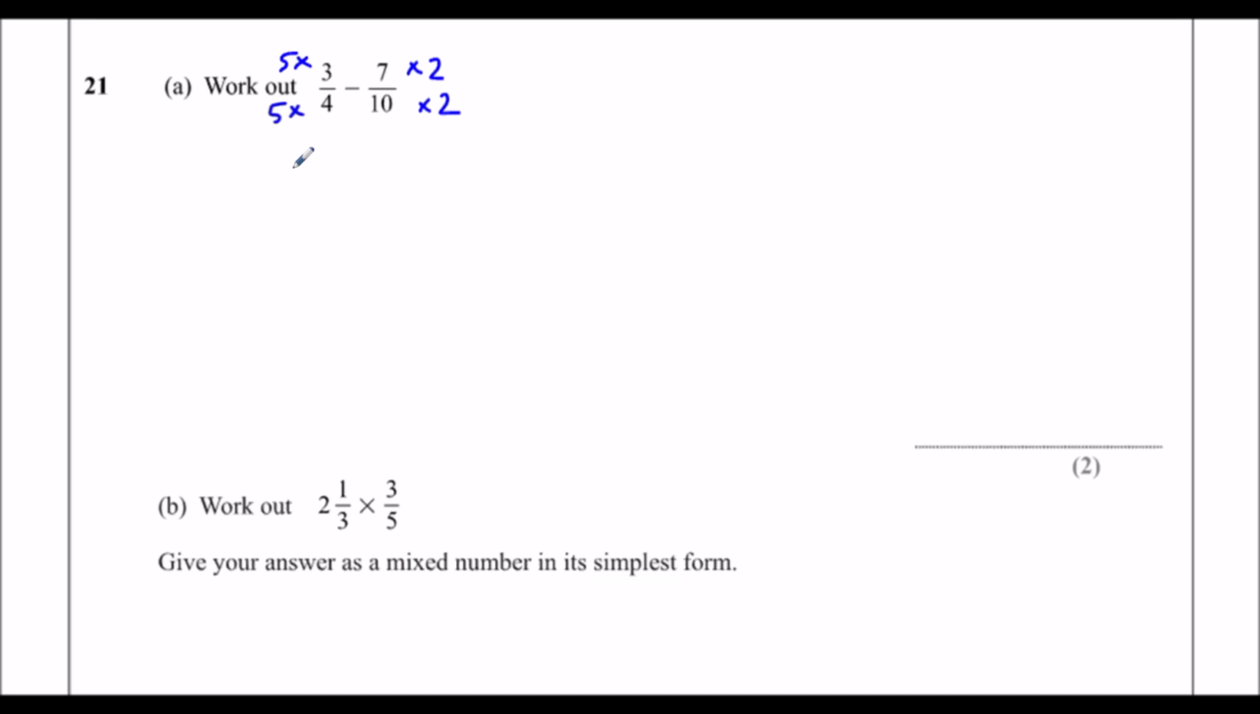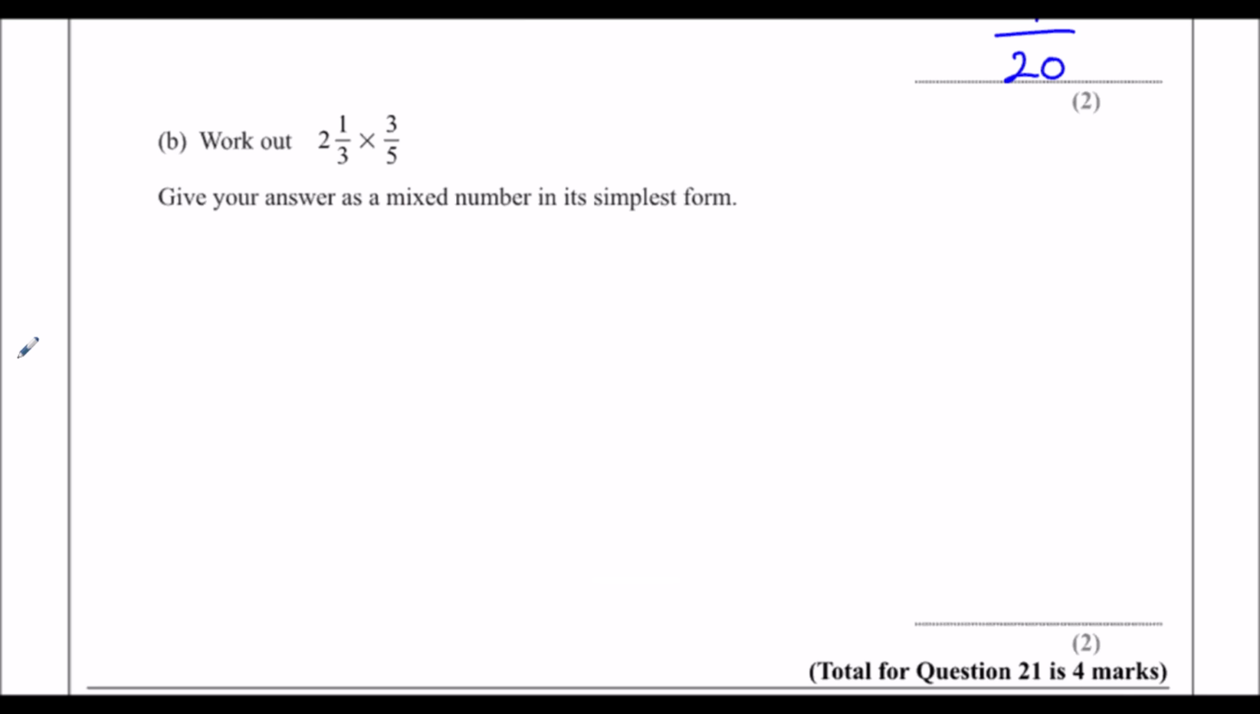So 5 3s are 15, 5 4s are 20. So we're saying 3/4 is the same as 15/20, and 7 times 2 is 14, 10 times 2 is 20. So 7/10, that's the same as 14/20. Now we can take them away. We've got 15 of something, take away 14 of something, that is 1 of something. So 15/20, take away 14/20, that's 1/20.